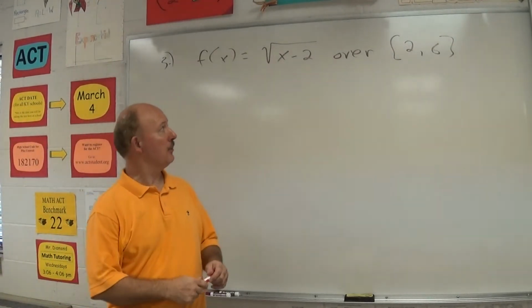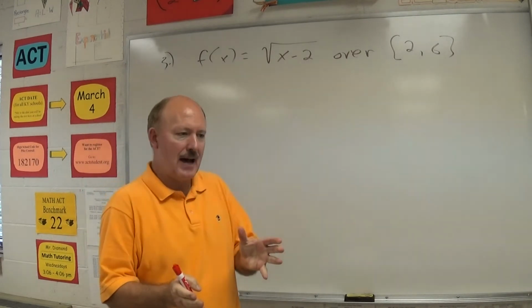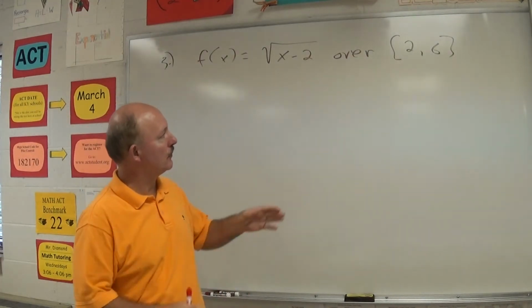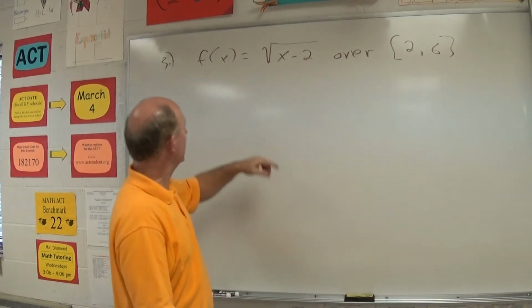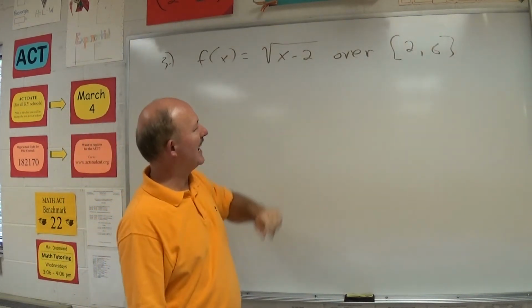Hi, let's try one more example. We're looking at the mean value theorem, and we're going to see if we can calculate or find an x value on the interval from 2 to 6. And this time we're going to try a little radical function. So f of x equals the square root of x minus 2.